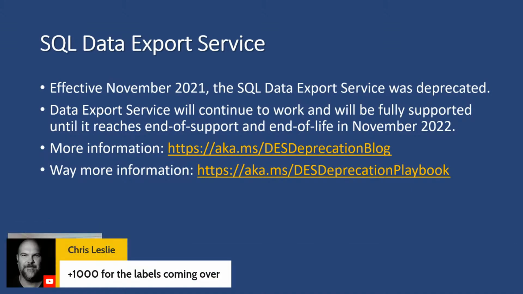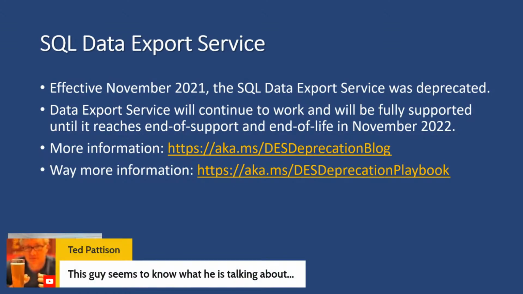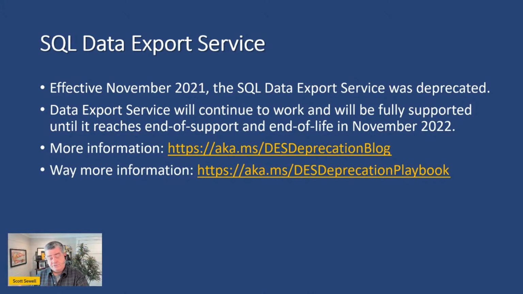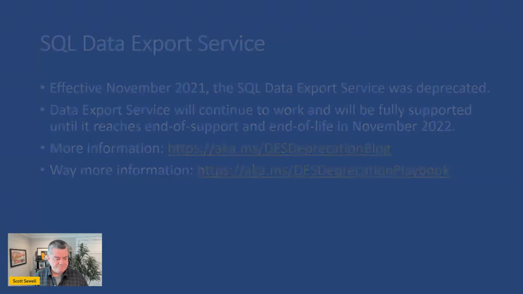This is a tool. There is a lot of information about how to move off the data export service and over onto this Synapse experience. You can go to the aka links that I have here, the DES deprecation blog, as well as the deprecation playbook. The deprecation playbook is a huge resource of great scenarios that describe all the pieces that are in place that say, how do I move off this legacy experience and over to Azure Synapse? That will be the Synapse Data Link that is the replacement for that. So that is a great feature to be available.